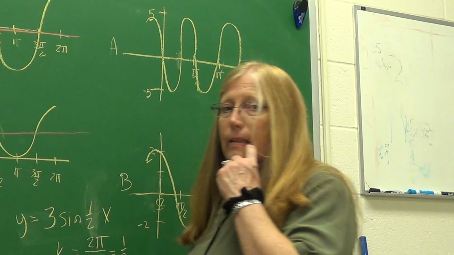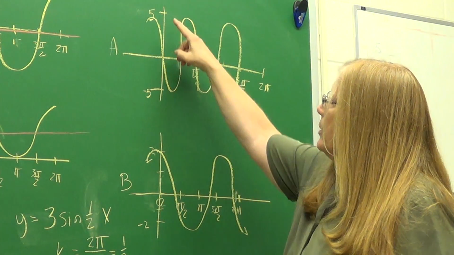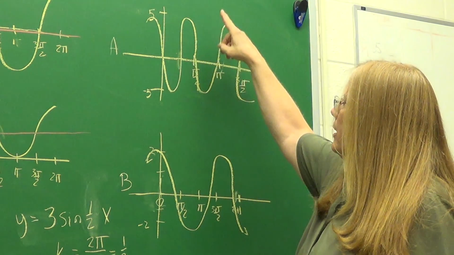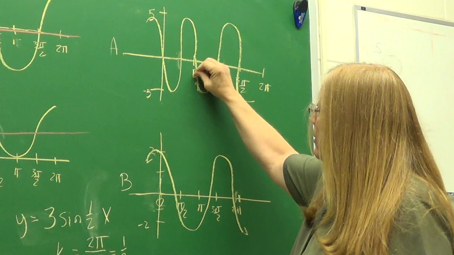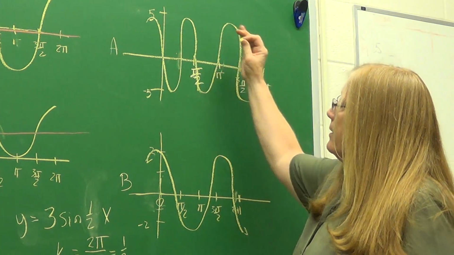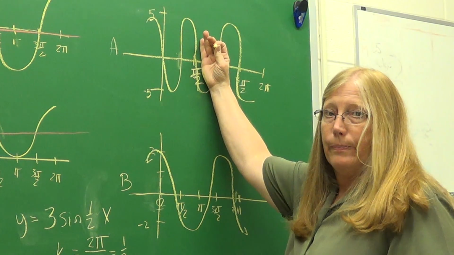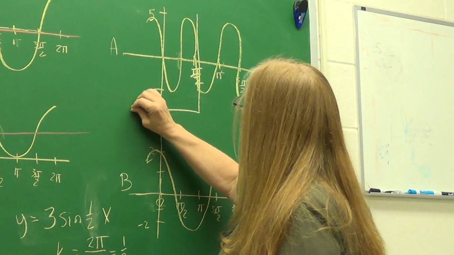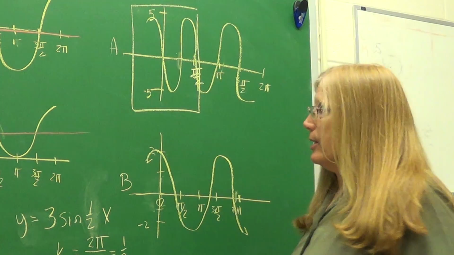So on curve A, notice it went up to 5 and down to -5, and the whole thing took place in pi over 2 radians. So you can kind of ignore the rest. This will get you the answer. So look at this spot for your answer, for your equation.